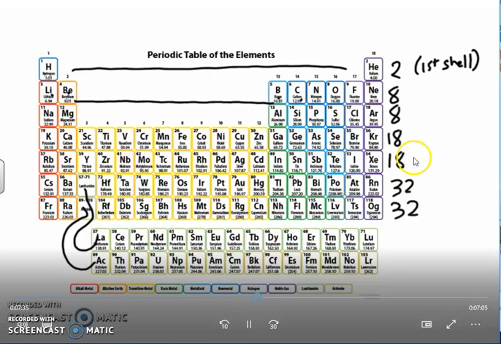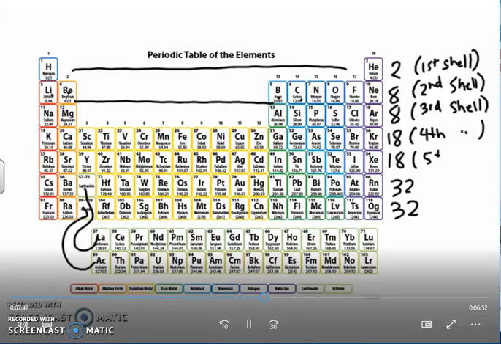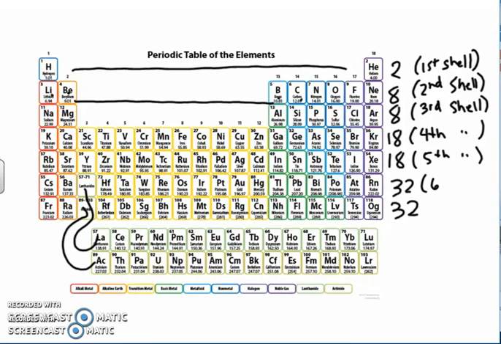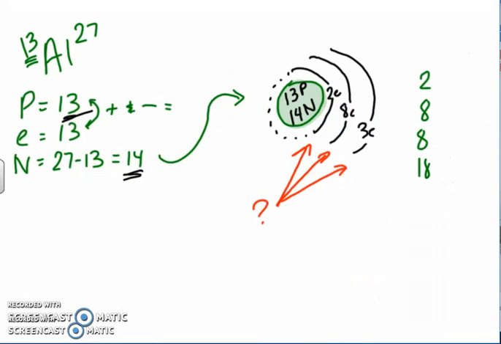And a reminder, what does that mean? There's 2 in the first energy level that goes around the nucleus, 8 in the second, 8 in the third, 18 in the fourth, 18 in the fifth, and 32 in the sixth, and 32 also in the 7th energy level surrounding that nucleus. So let me try and move this up here so you can see the periodic table at the same time. Let me remind you that those are the numbers 2, 8, 8, 18, 18, 32, 32, and that's how I got those numbers for aluminum.